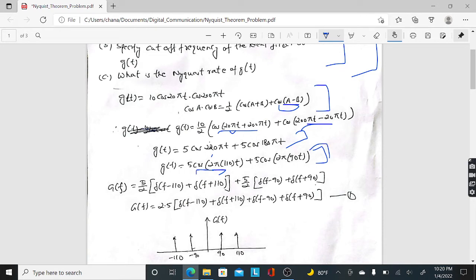Now I know the Fourier transform of cos 2 pi f naught t is 1 by 2 times del of f minus f naught plus del of f plus f naught. So if I substitute it here, where f naught is 110, I get 5 into 1 by 2 times del of f minus 110 plus del of f plus 110. Similarly, if I take the Fourier transform of this part, it comes to 5 by 2 times del of f minus 90 plus del of f plus 90. So 5 by 2, which is 2.5, I can take as common.